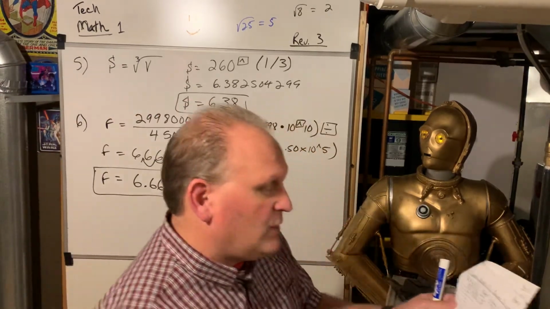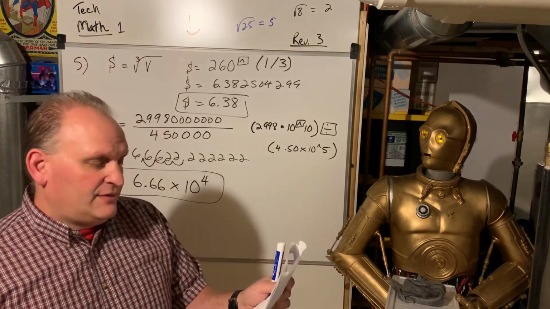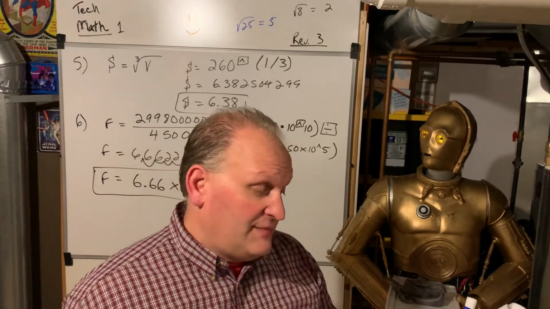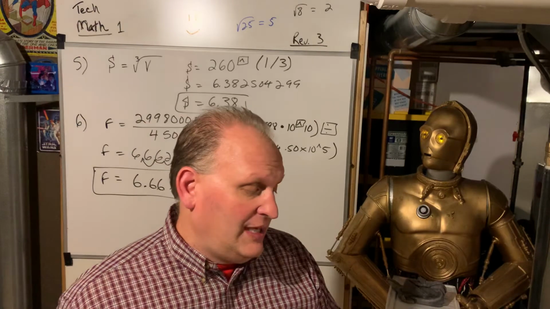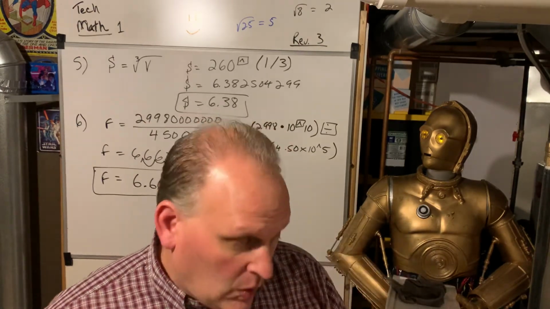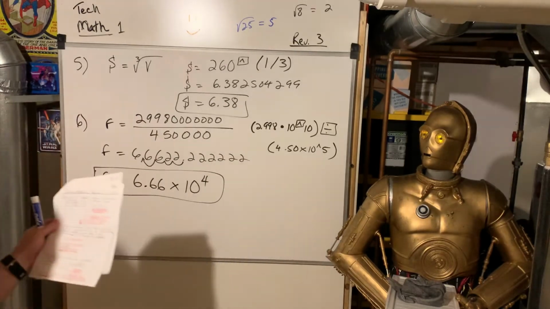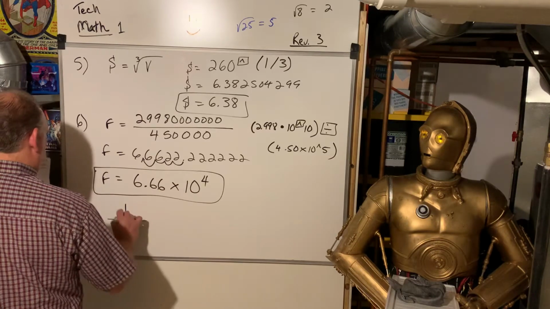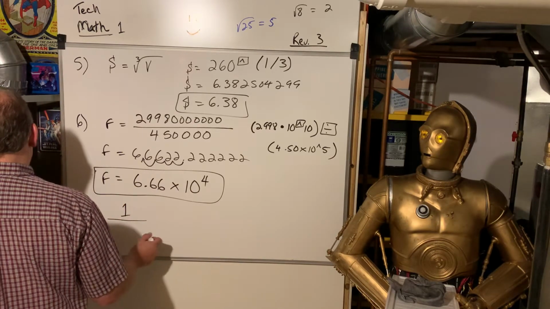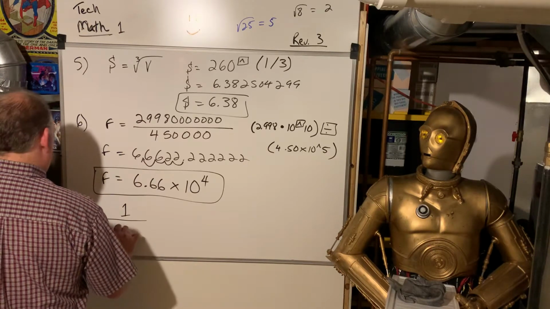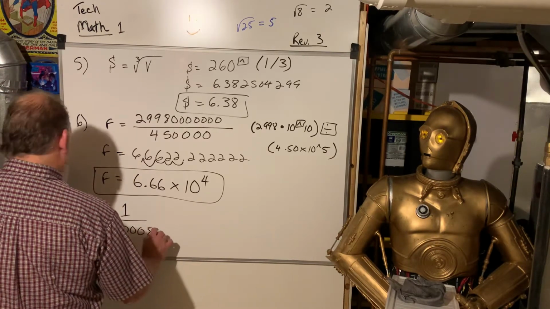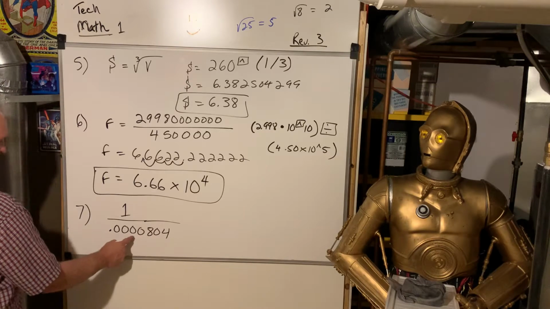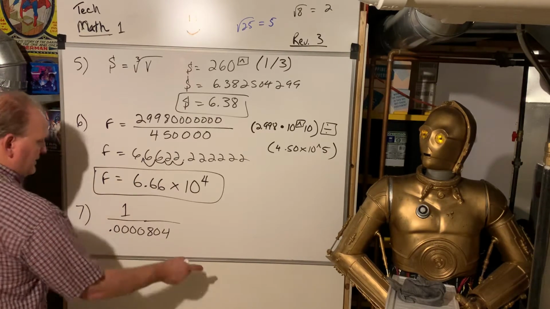Number 7, the resistance of 1 foot piece of quadruple zero aluminum wire is 8.04 times 10 to the negative 5th ohms. What length of wire has 1 ohm resistance? So we're going to want to take the length divided by the ohms. So that's 1, because it's 1 foot piece they gave us, and 0.0000804, right? Because it was times 10 to the negative 5th, so I took 1, 2, 3, 4, 5 places to the left. So that's how I got that.